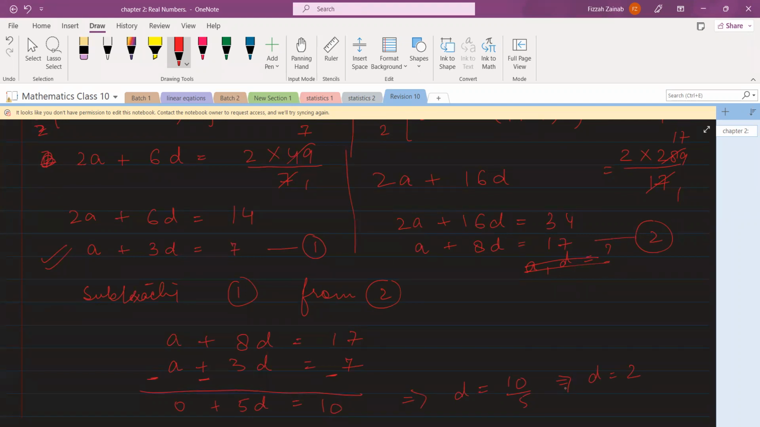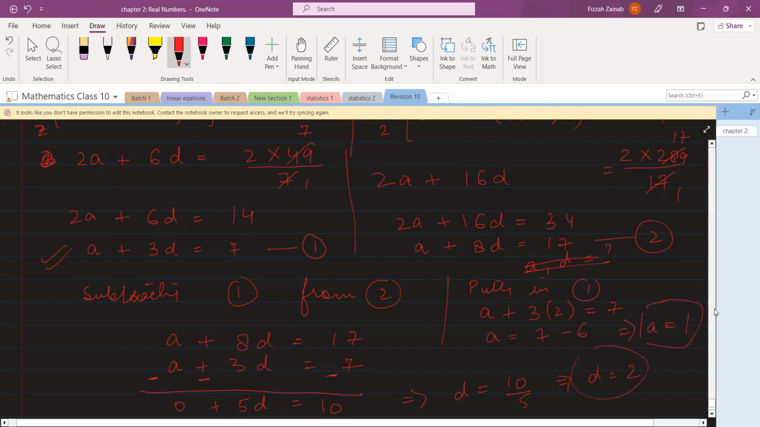Yeah, ma'am. Okay, now you can put the d in any equation. So putting in 1. So if I put back in 1, so a plus 3 into d. So 3 into 2 is equal to 7. So a will be 7 minus 6. So that means a is equal to 1. So your a is 1, d is 2.